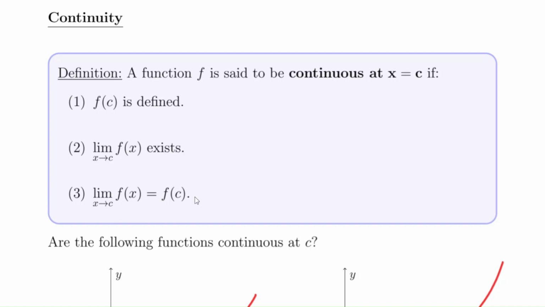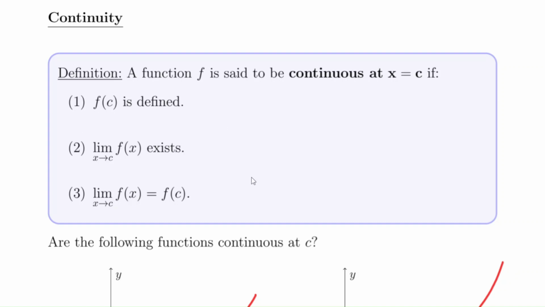So actually, if the third condition is satisfied, then it implies that the other two are satisfied. Because if these two things are equal, then that means f of c has to be defined, and this limit has to exist. So it's really the third condition here that's important. It implies the other two conditions. Okay, so what does this mean? Well, it means that if you're trying to find the limit as x approaches c of a function f, if it's continuous, you can just plug in c to find the answer.